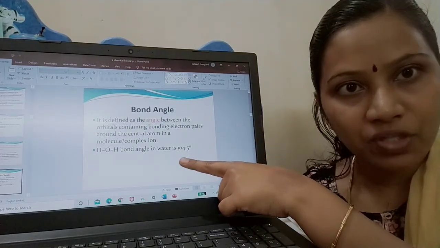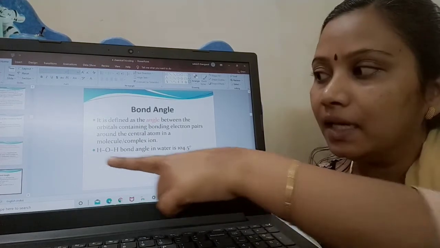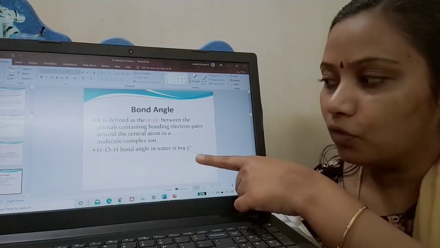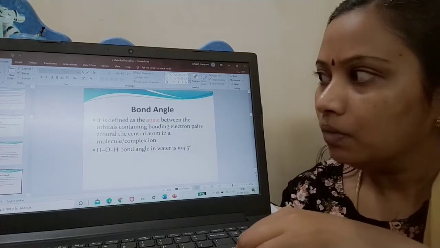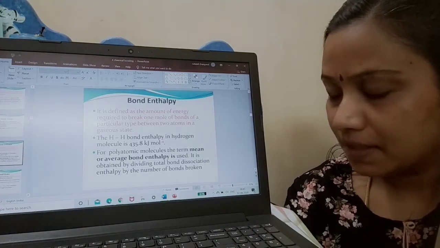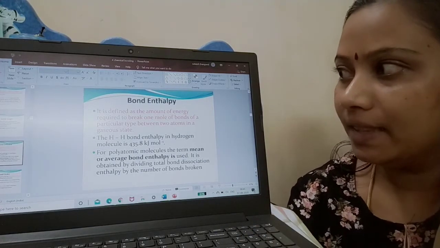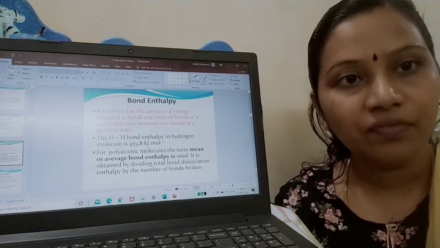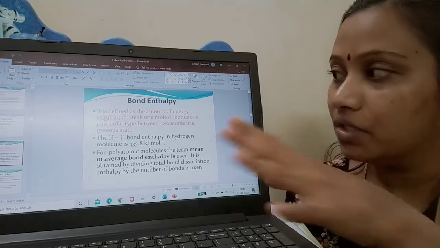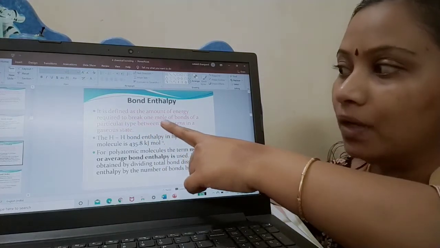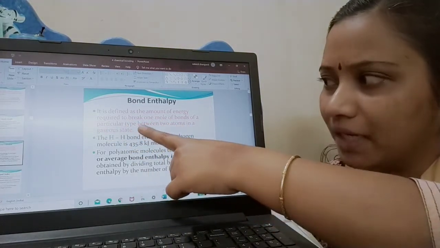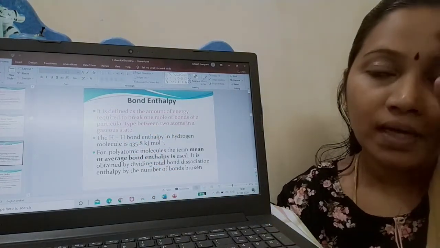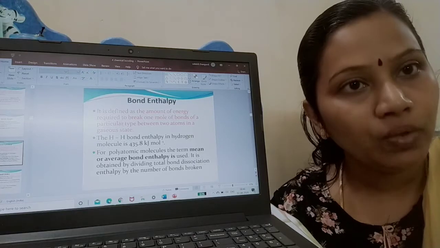An example which they have given for bond angle is, in the water molecule, the H-O-H bond angle is said to be 104.5 degrees. Now, there are a few more examples. What is bond enthalpy? Bond enthalpy is defined as the amount of energy required to break 1 mole of bonds of a particular type between two atoms in a gaseous state.